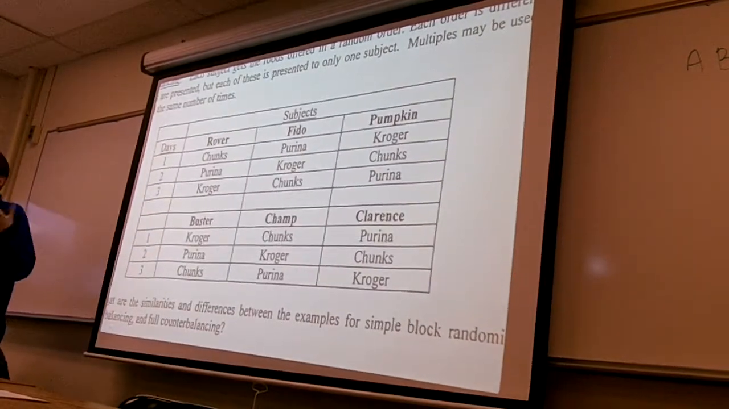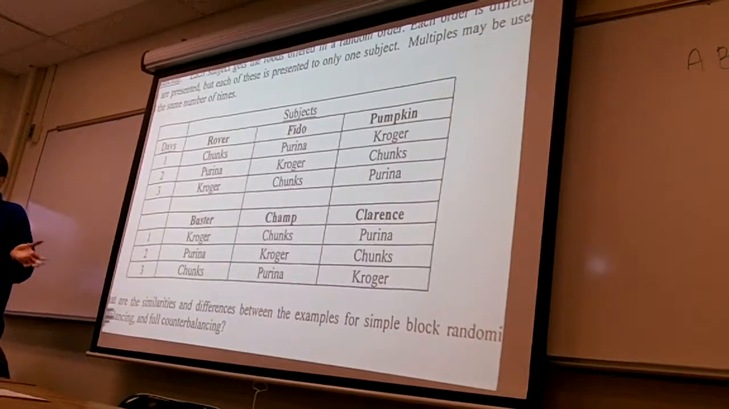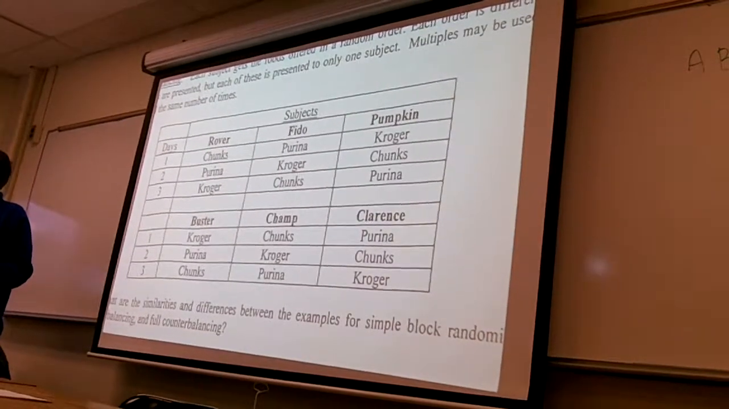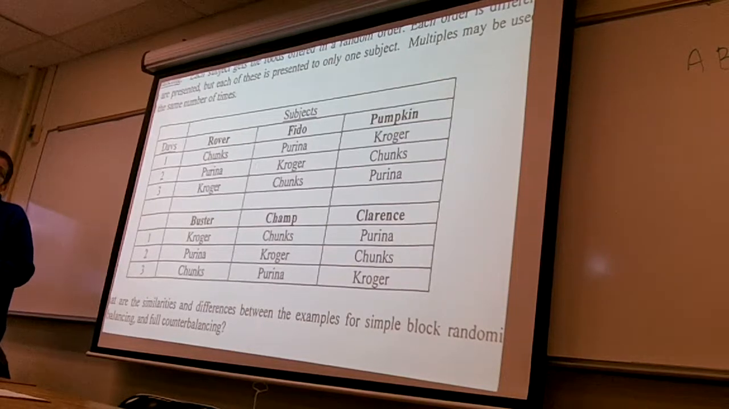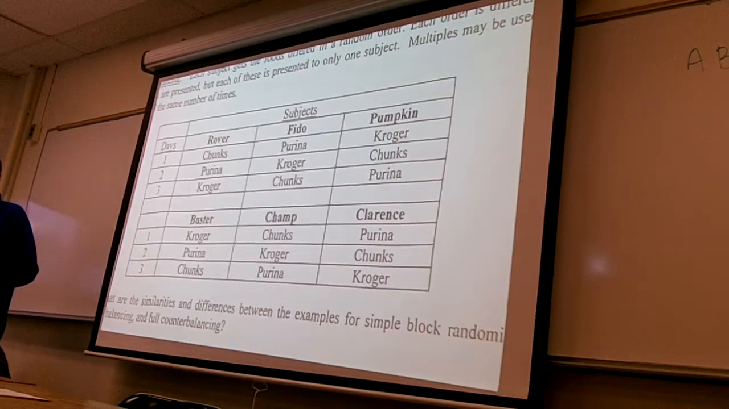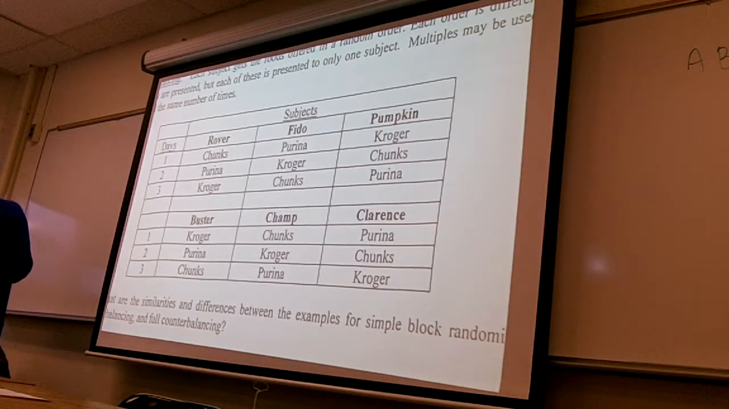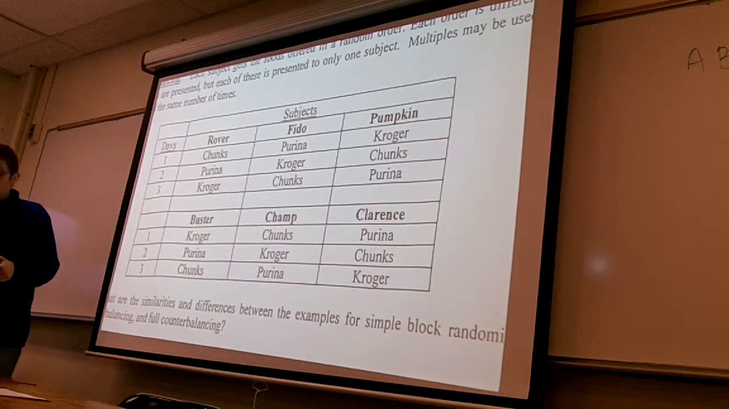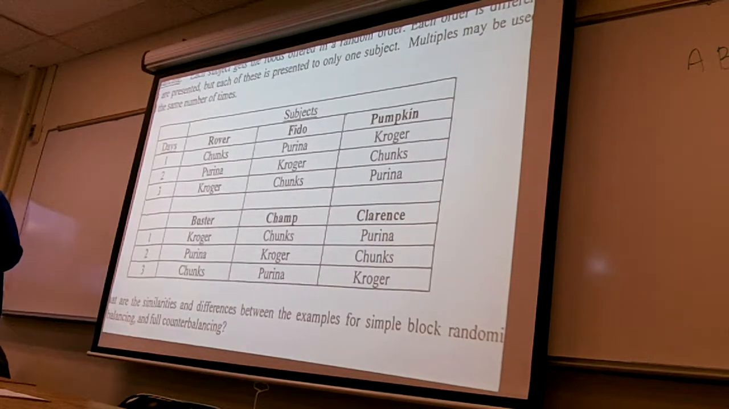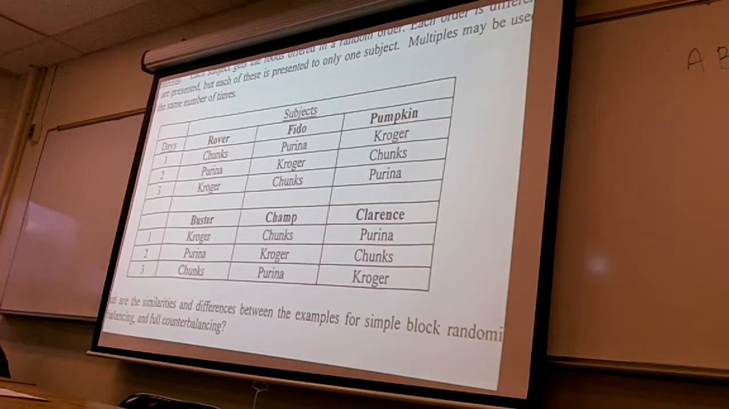But I'm getting data on all the possible orders. And then we would average things across again. So add up all the Purina and average. Add up all the chunks and average. Add up all the Kroger kibble and average. Okay, same thing. Now, what happens though if you don't have 6 dogs or multiples of 6?